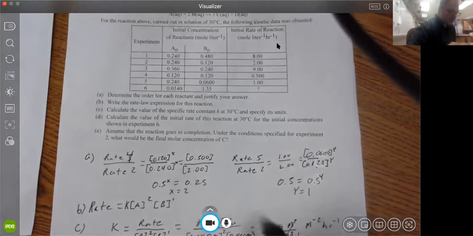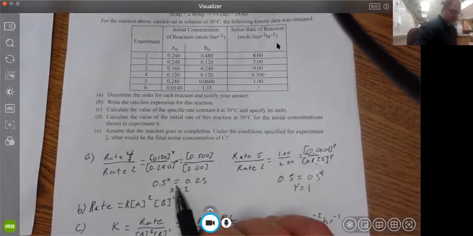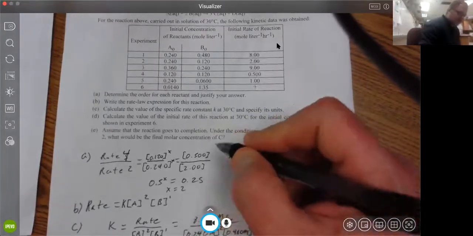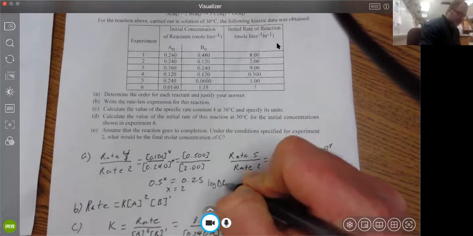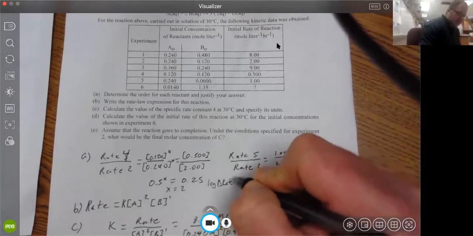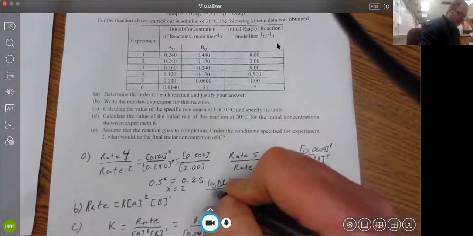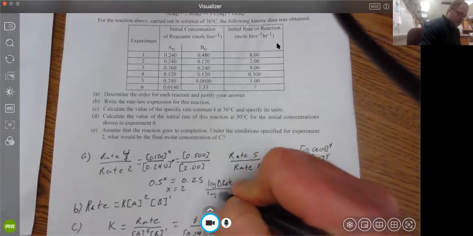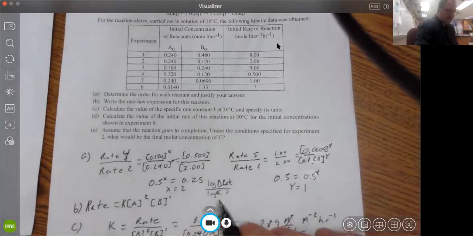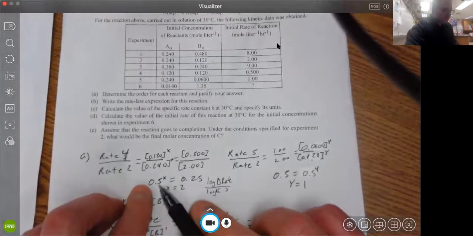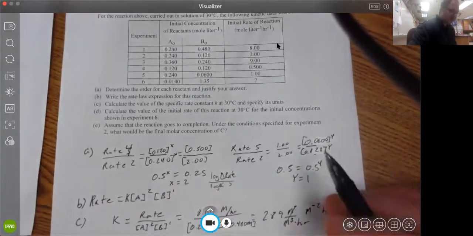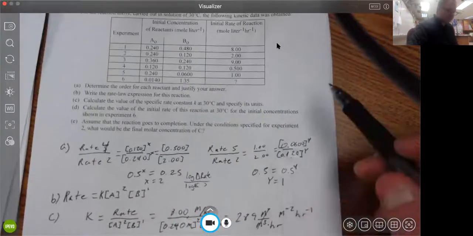X equals 2. Now, if you have difficulty doing this math in your head, remember, if you take the log of the change in rate over the log of the change in concentration, then that will get you that 2. So if you take the log of 0.25 divided by the log of 0.5, that will get you the 2.